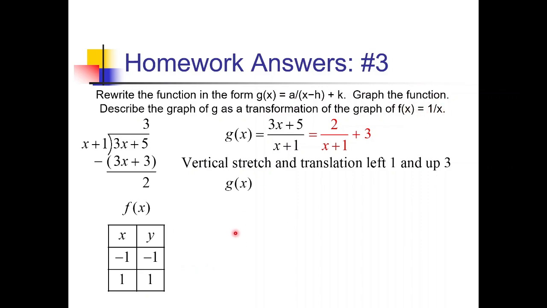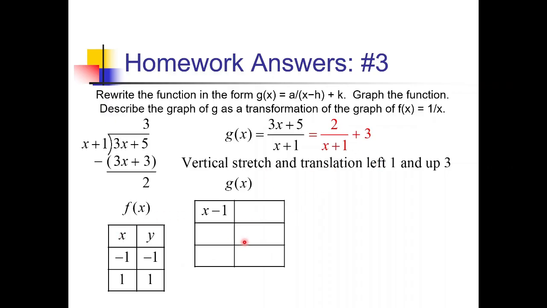And then for my g of x table, so if I'm going left 1, that means we have x minus 1 for the new rule for that. And the vertical stretch by 3, actually not by 3, by 2. And then going up 3, that's going to be 2y plus 3.